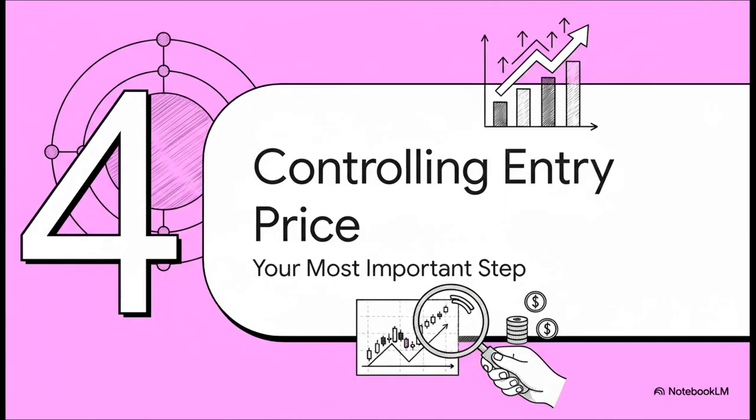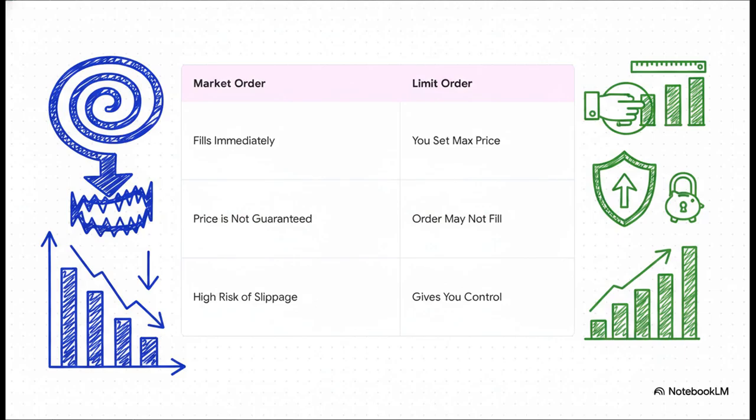All right, so now we get the true cost. Let's talk about what I think is the most important decision you're going to make on this whole trade ticket, controlling your entry price. This one little choice can have a huge impact on your trade's profitability right from the get-go. So here's the deal. You basically have 2 main choices, a market order or a limit order.